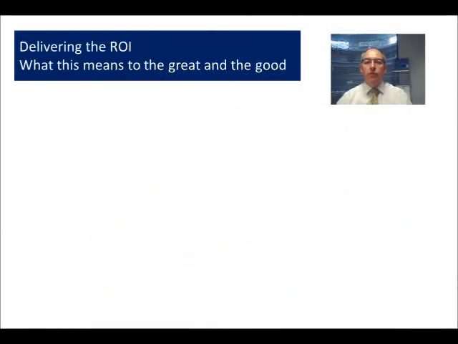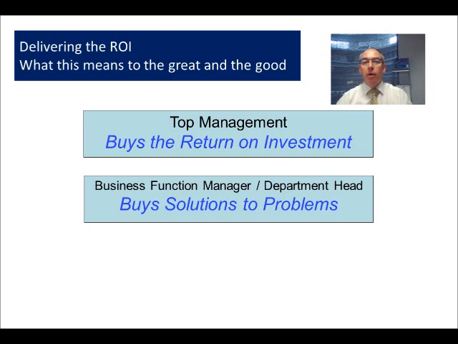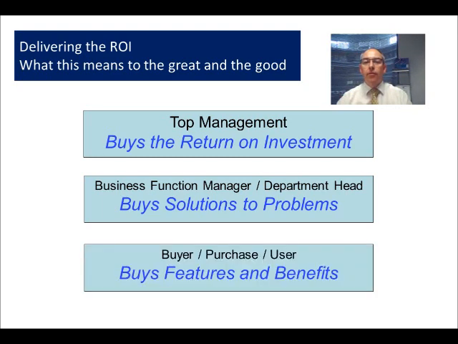So what does this mean to the great and the good? Well, we need to understand how the business changes affect the different parts of the organisation when we deliver our project. Now at the top we have the directors and the senior managers, and what they buy is the return on investment. The next group are department heads and business function managers. They buy the solution to the problem. And the third one is our users, and they look at features and benefits.